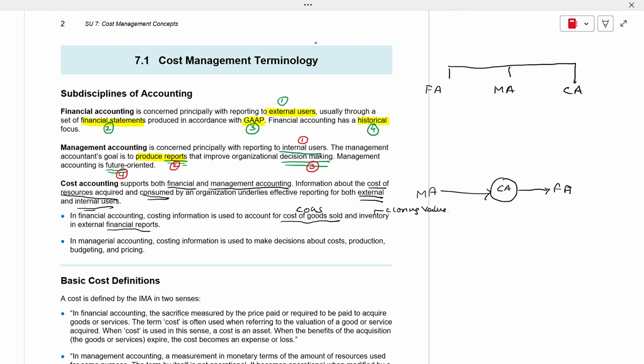Whereas in managerial accounting, cost information is used to make decisions about the cost, about the production, about the budgeting, and about the pricing. So managerial accounting is basically for generating the reports.